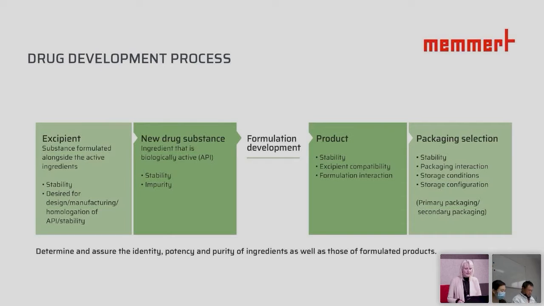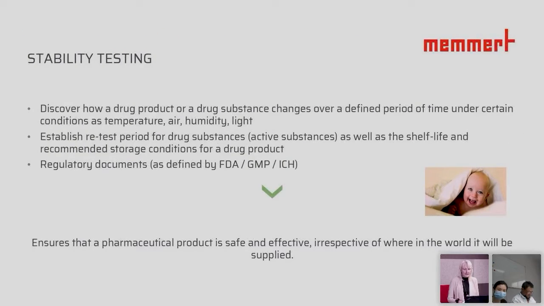Let's go on. Stability testing. Stability testing means discovering how a drug product or a drug substance changes over a defined period of time under certain conditions such as temperature, air, humidity, and light. Because these conditions can have an influence on the quality of the product, on the safety of the product.